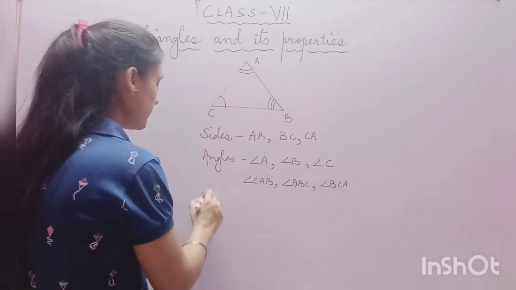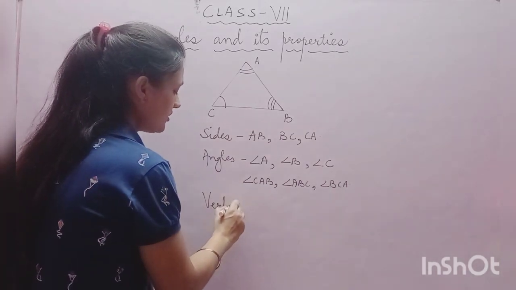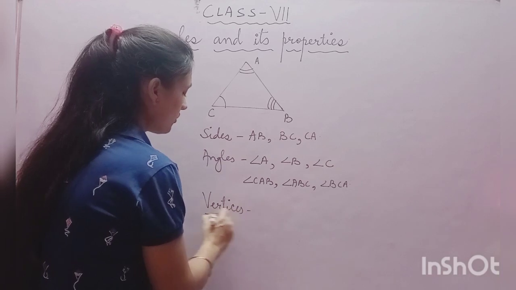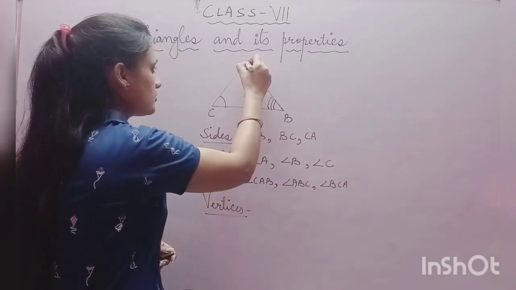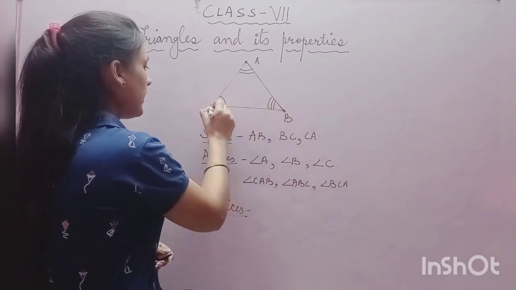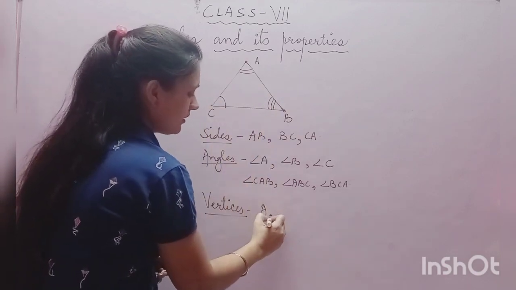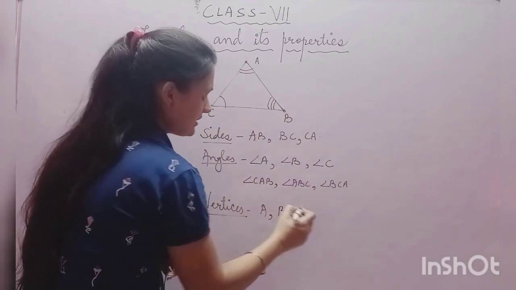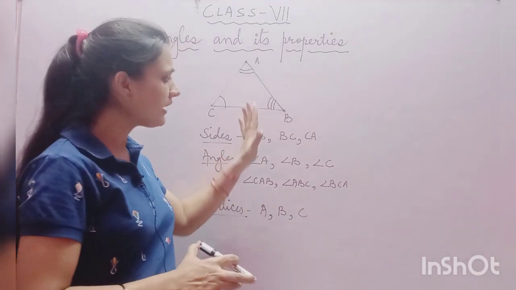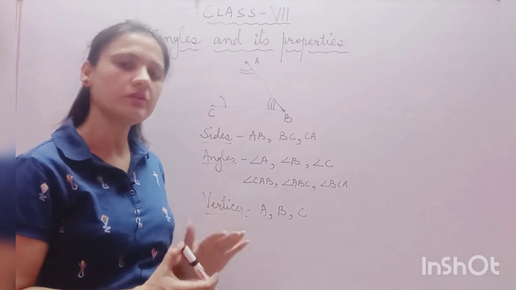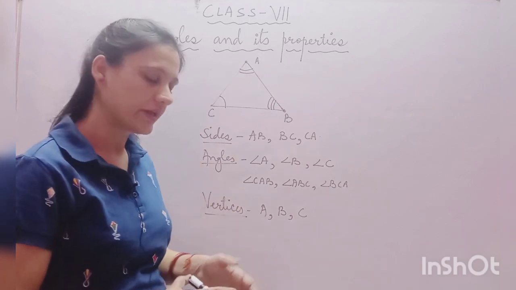Next is the vertices. It has 3 vertices. Vertices are the corners and we can see that there are 3 corners. This is 1, 2 and 3. So A, B and C are the 3 vertices of a triangle. I hope everybody understood this much. Very good. Let us go ahead.